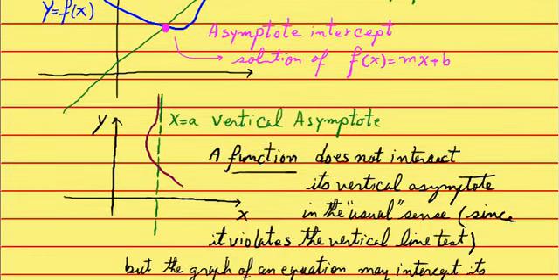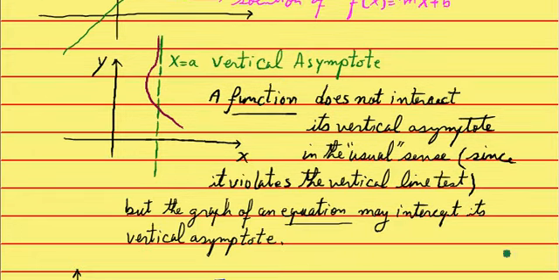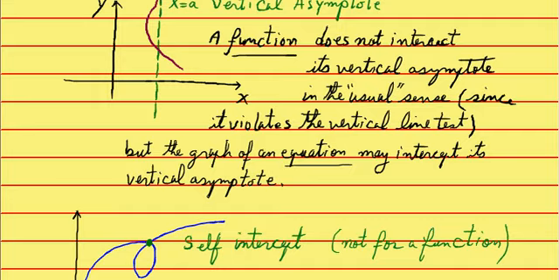Now, how about crossing your vertical asymptote? Well, a typical function doesn't cross its vertical asymptote. If it did, it would violate the vertical line test. For that technicality, you don't see this, but if you just have an equation and the equation has an asymptote, this is quite possible. So the only reason we don't mention the vertical asymptote intercept is that our functions are actually functions, and that doesn't happen for a function.